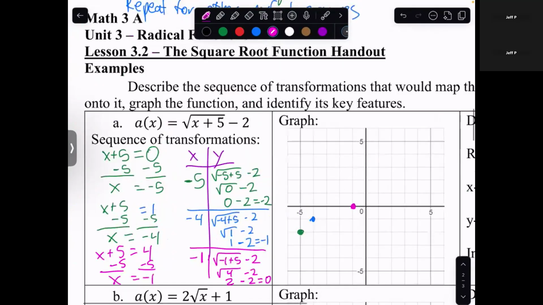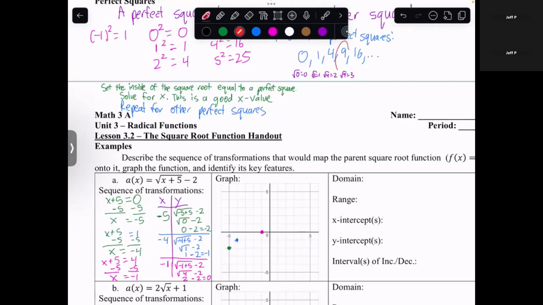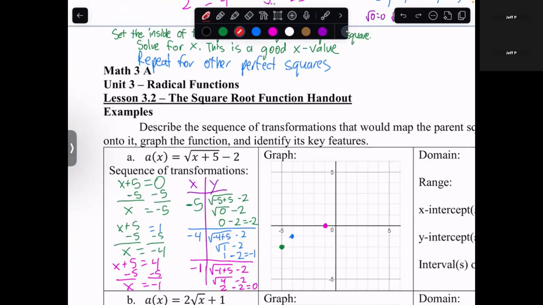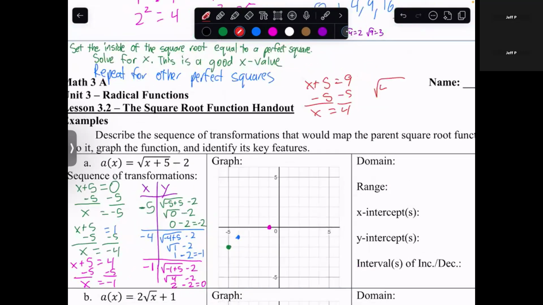Let's see if we can get one more point. The next perfect square is 9. I'm kind of out of space, so I'll just do it up here. When x plus 5 is set equal to +9, that means 4 would be the next good x value. When you plug 4 in, you get y is +1. So (4, 1).